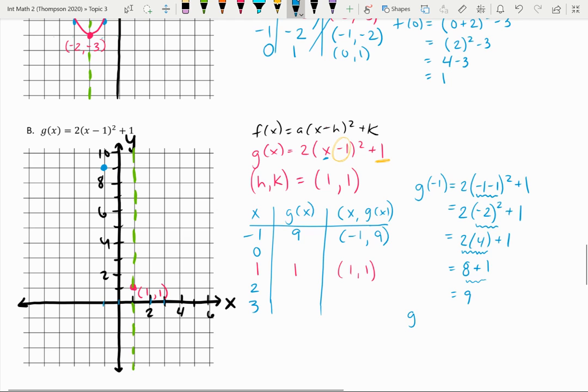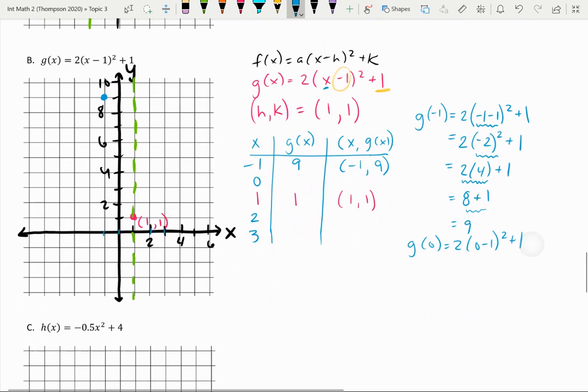Okay, so then I plug in and I evaluate at 0. Zero minus 1 gives me negative 1. Negative 1 squared is 1. 2 times 1 is 2. I add, I get 3. So I get the point 0, 3.